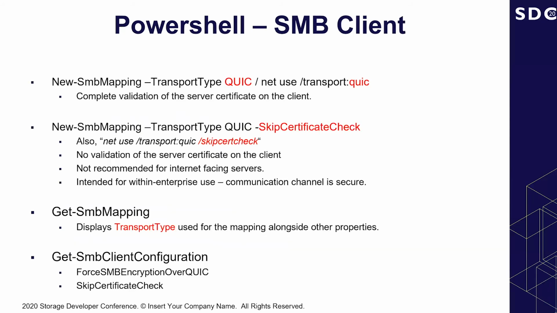Some management story on the client side as well. So now you can create an SMB mapping by specifying the transport type that you want to use. Like you can create an SMB mapping by specifying transport type as QUIC, in which case the server certificate is completely validated on the client side. All the validations that I mentioned earlier: whether the certificate has a proper subject name, whether it's still valid and not expired, whether it roots back to the client's trusted root chain and stuff like that.